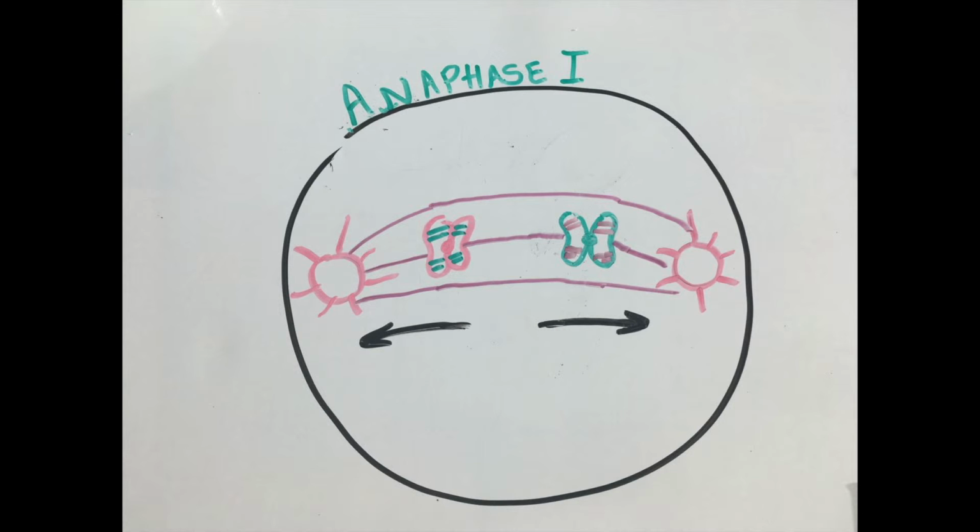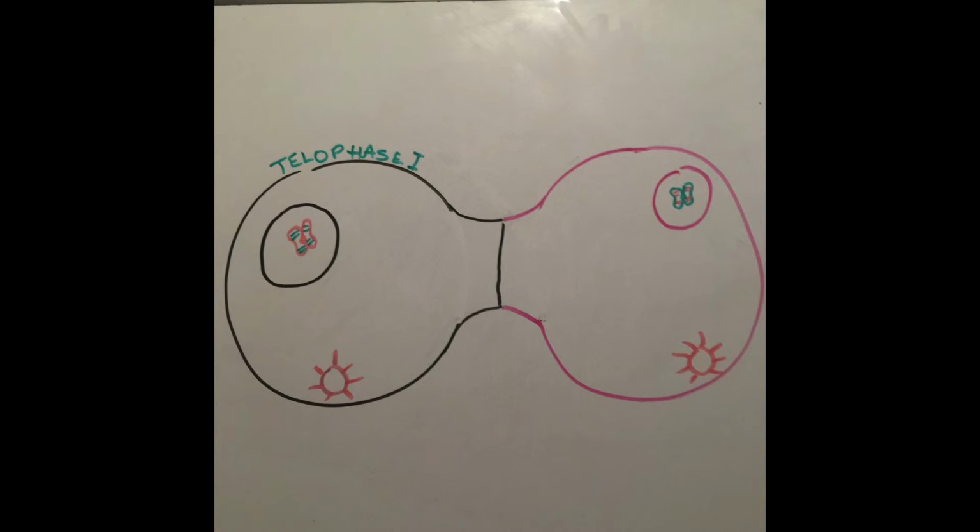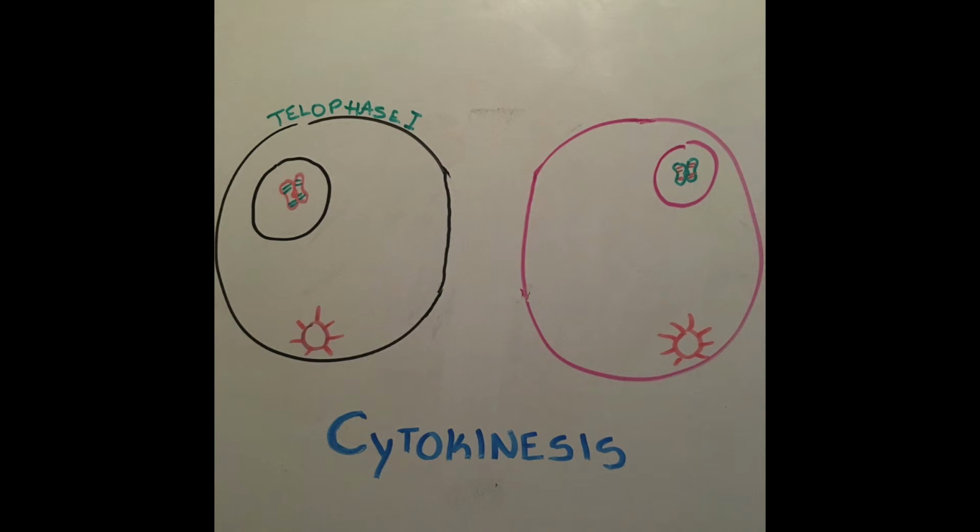Then comes anaphase 1. This is when the spindles pull apart the homologous pairs and they go to either side of the cell. The last stage of meiosis 1 is telophase 1. Here, the cells begin to form new nuclei on each side. Then, the rest of the cell divides in a process called cytokinesis. So in the end, we end up with two new cells.